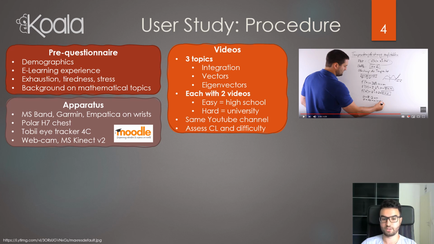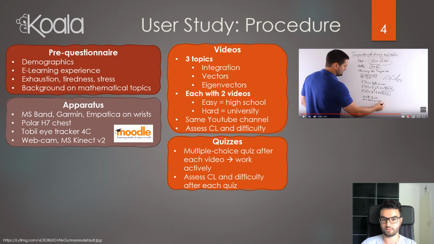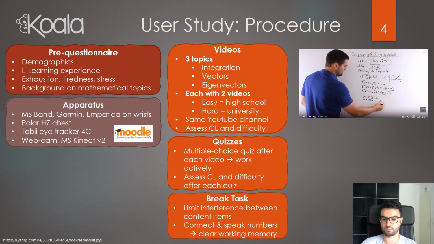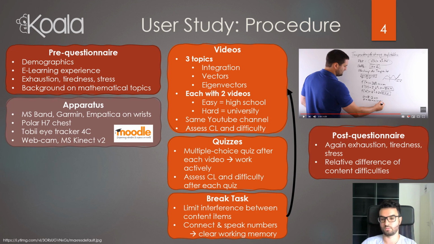And after each video, we asked them to assess cognitive load and difficulty. Following the videos, there always came a quiz with multiple questions, and again, they had to assess the cognitive load and difficulty of solving the quizzes. Then there was a small break task to limit the interference between the content items, and we did so for all 6 contents, so we counterbalanced across the 3 topics. And in the end, we had a small post-questionnaire to again capture exhaustion, tiredness and stress.